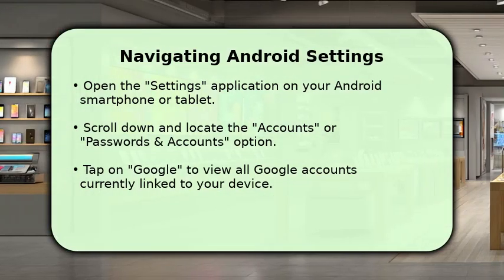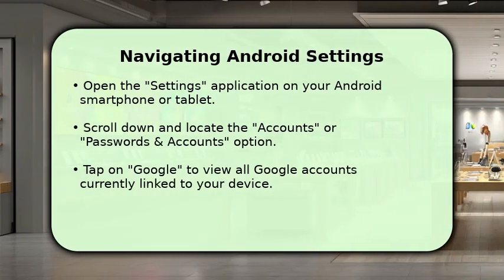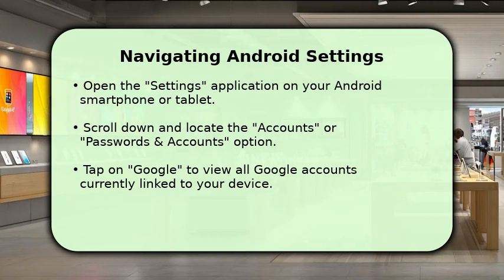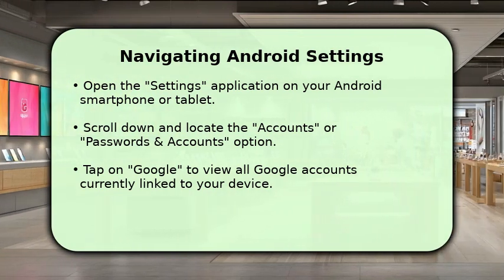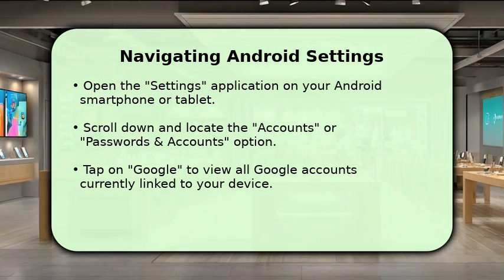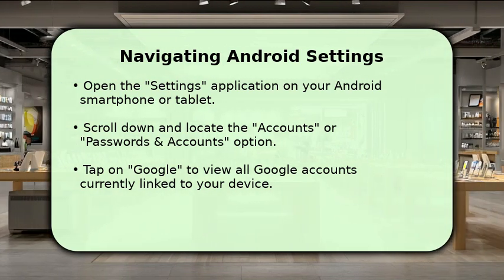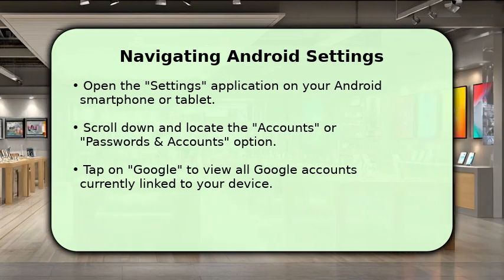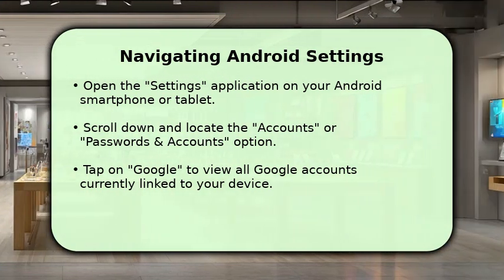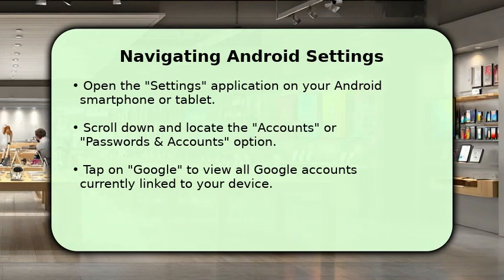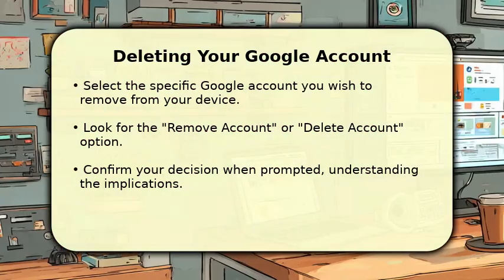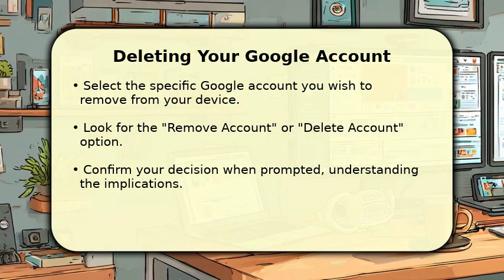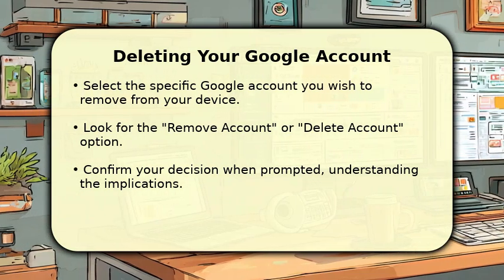To begin, unlock your Android device and open the Settings application from your app drawer or notification shade. Next, scroll through the Settings menu until you find the Accounts or Passwords and Accounts option, and then tap on it. From there, select Google to display a list of every Google account currently signed in on your device. Now, carefully select the specific Google account that you intend to permanently remove.